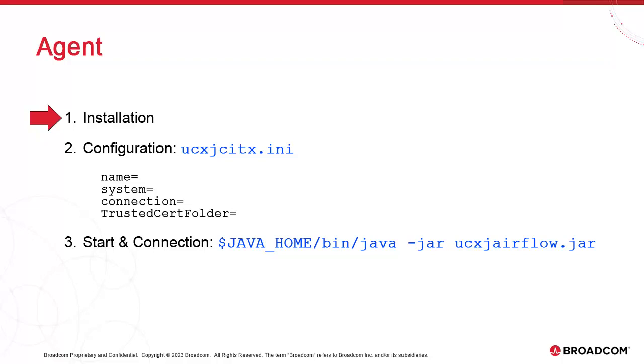Based on the platform, we rename the agent configuration file ucxj-citx and set a minimum of 4 values: the agent name, the AE system name, the host name and port connection to AE's JCP, and finally the directory containing the TLS certificates. Finally, we start the agents by invoking the jar file via the Java commands. The agent connects to AE and deploys the object templates needed to support the integration: the connection object and the DAGs job templates.